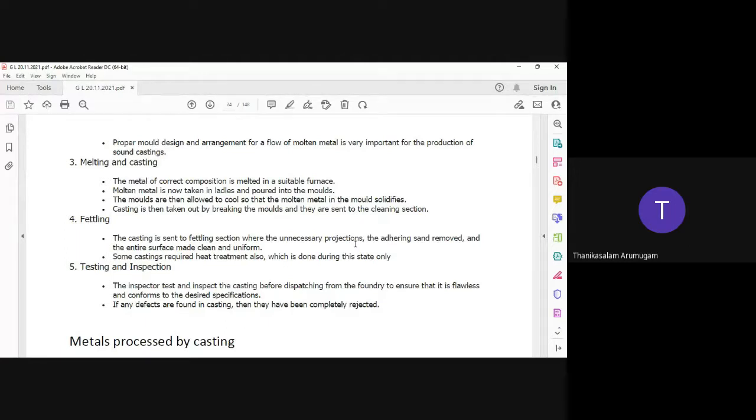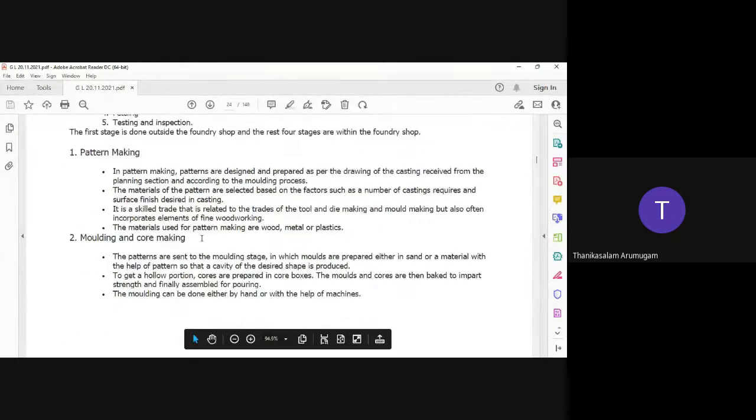Unnecessary projections are removed, and the sand is removed so the entire surface is made clean and uniform. Some castings require heat treatment, which is also done at this stage. Testing and inspection: the inspector tests and inspects the casting before dispatching it from the foundry to ensure it is flawless and has no damage.